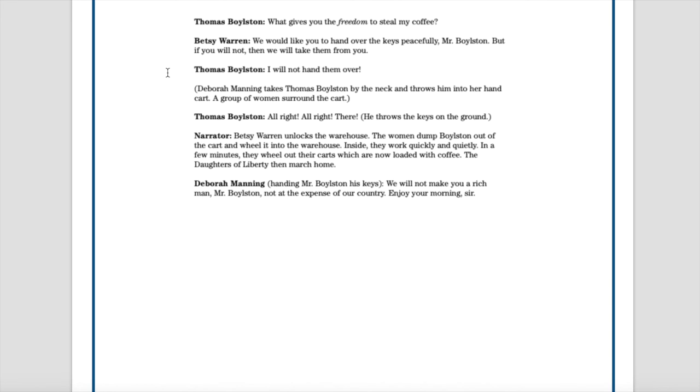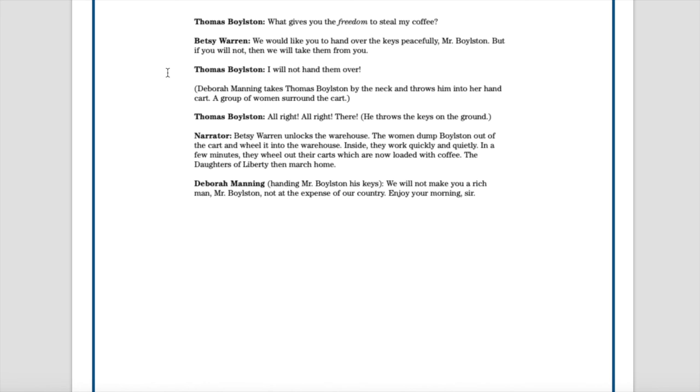We would like to hand over the keys peacefully, Mr. Boylston, but if you will not, then we will take them from you. Thomas Boylston. I will not hand them over. Deborah Manning takes Thomas Boylston by the neck and throws him into her handcart. A group of women surround the cart. Thomas Boylston. All right, there. He throws the keys on the ground.